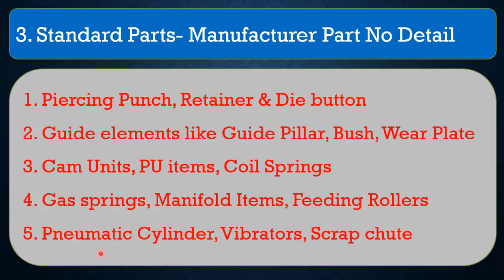Number 3, standard parts along with the manufacturer part number details, which are standard piercing punch, retainers and die button, standard guide elements like guide pillar, guide bush, wear plate, standard cam units, PU items, coil springs, gas springs, manifold items, feeding rollers, and pneumatic cylinder, vibrators and scrap tubes.